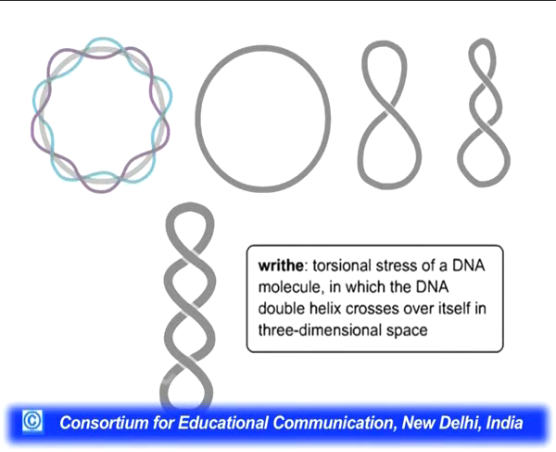So, writhe is the torsional stress of a DNA molecule in which the DNA double helix crosses over itself in the 3-dimensional space. There are 2 strands of DNA crossing over one another forming a double helix, and then this helical structure is again coiling over itself on its axis in the 3-dimensional space to give rise to the coiling which we are talking about.